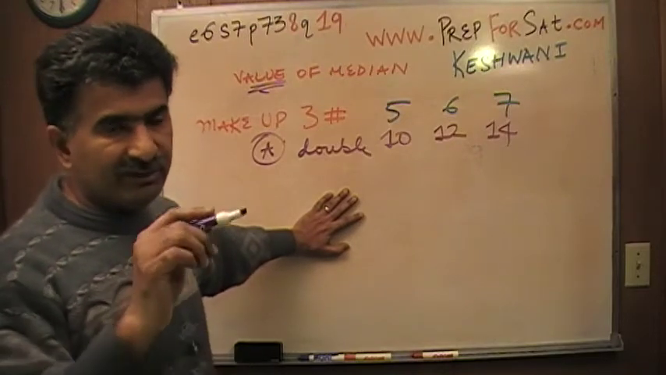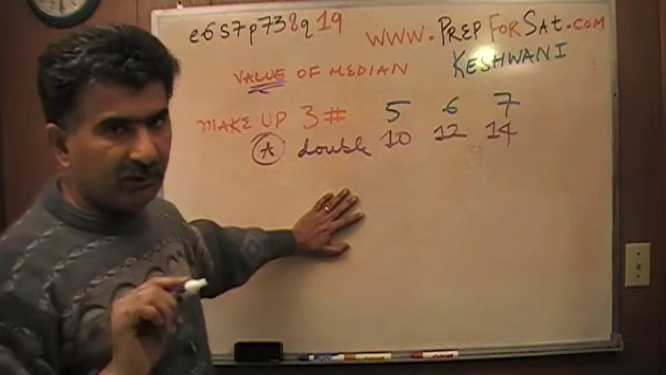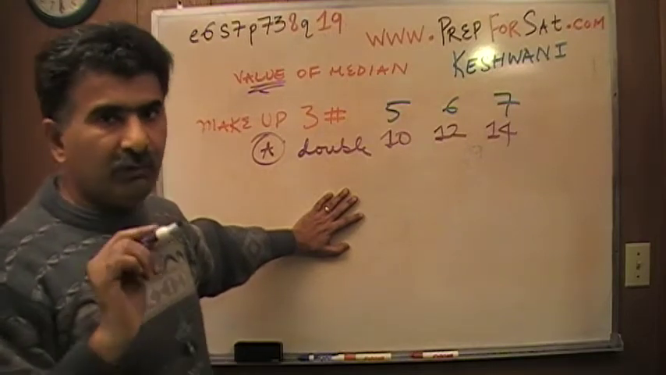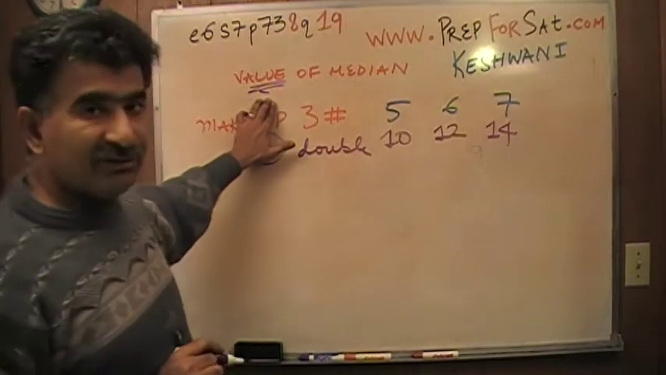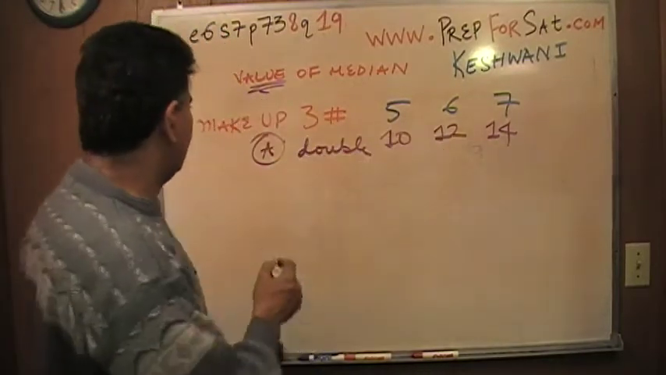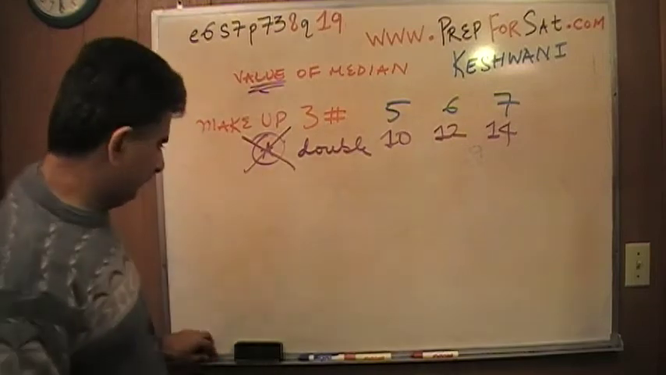Before it was 6, now it's 12, because we're not talking about the position of the median. We're not talking about whether that number after manipulation is still in the middle. We're talking about the value of the median. The value, that's the key word here. The value of the median has changed. It changed from 6 to 12. This thing is no good.